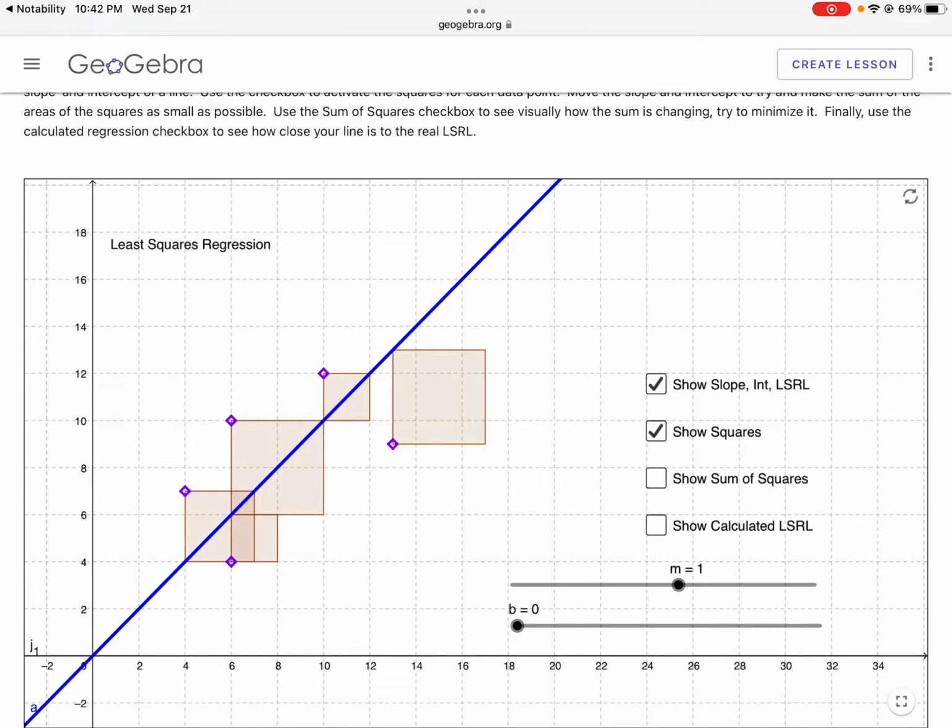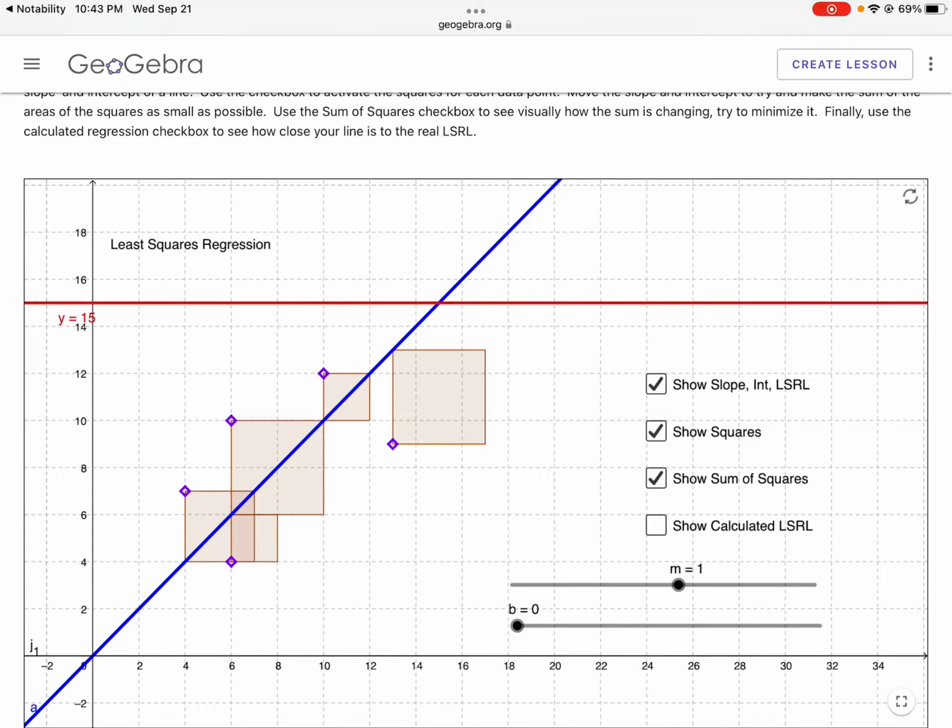Right? Now, by clicking this next box, it shows the squares associated with the residuals. So we can see that for each of those purple dots, how far away it is vertically from our regression line, and then a square is made. Now, the larger that square is, the larger the error for that one value. And if we were to take the sum of the areas of all of those squares, obviously the larger the sum of the squares, the worse off my data is. The bigger the square, the worse off that one value is. The larger the sum of the squares, the worse off all values are.